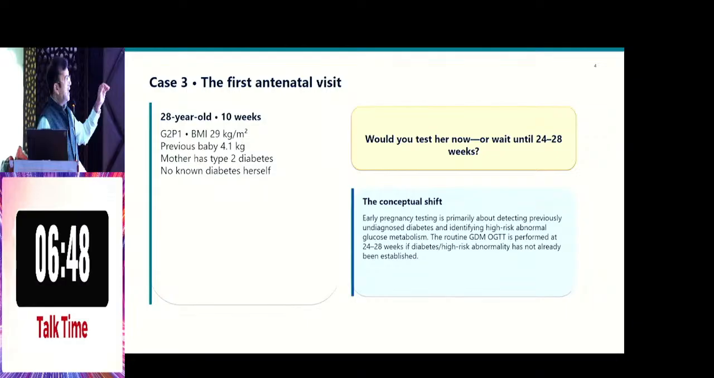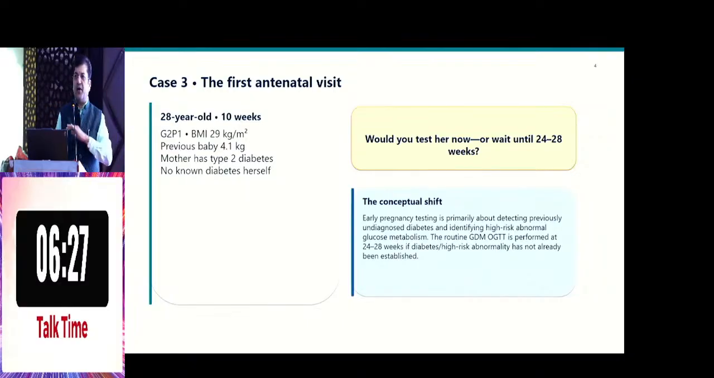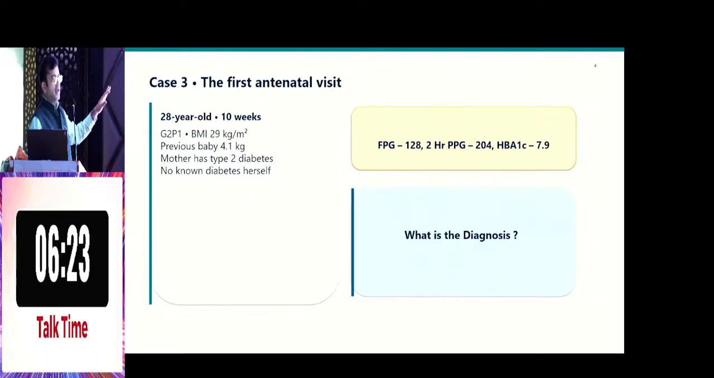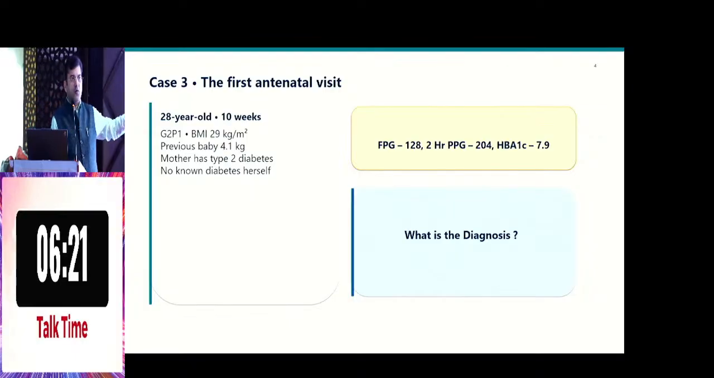Now a patient comes to you at the first antenatal visit, 28 years old, 10 weeks, BMI 29. She has come at 10 weeks. Will we test for diabetes? Yes, we will test. We will not wait for 24-28 weeks, because now it is recommended that there should be universal screening. Earlier we used to do it at 24-28 weeks, but now in India it is universal screening. We'll screen everyone.